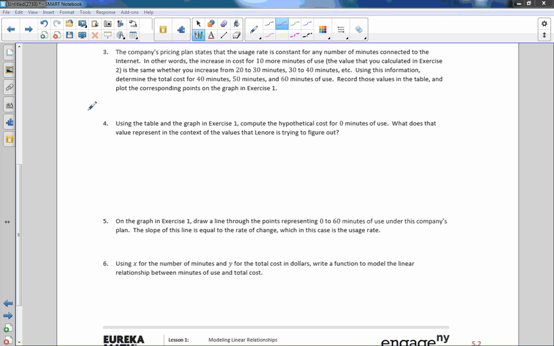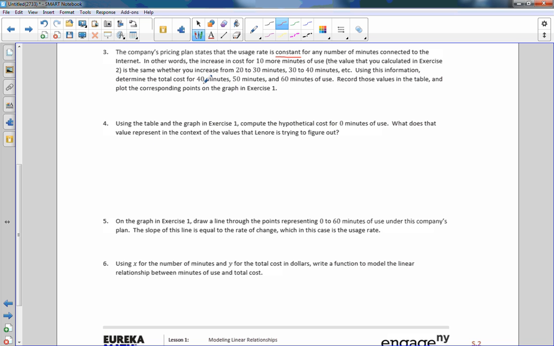Number 3 says the company's pricing plan states that the usage rate is a constant for any number of minutes connected to the internet. In other words, the increase of cost for 10 more minutes of use, the value that you calculated in exercise 2, is the same whether you increase from 20 to 30 or from 30 to 40 and so on. Using this information, determine the total cost for 40 minutes, 50, and 60 minutes of use. Record those values in the table and plot the corresponding points on the graph in exercise 1.